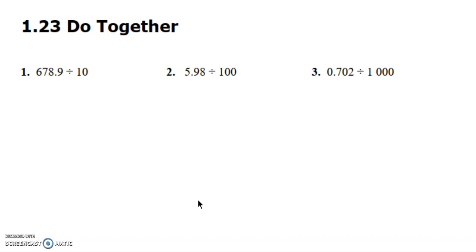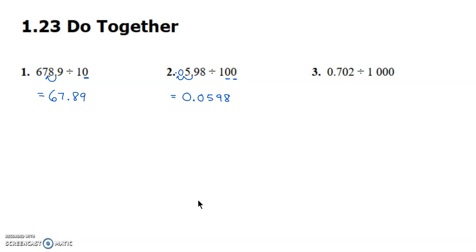So first one, 678.9 divided by 10, we have 1 zero, which means we're going to move 1 decimal place to the left, leaving us with an answer of 67.89. For number 2, we have 5.98 divided by 100. We're dividing it, so we're making it 2 places smaller. So we'll need to fill in a 0. So our answer will be 0.0598.